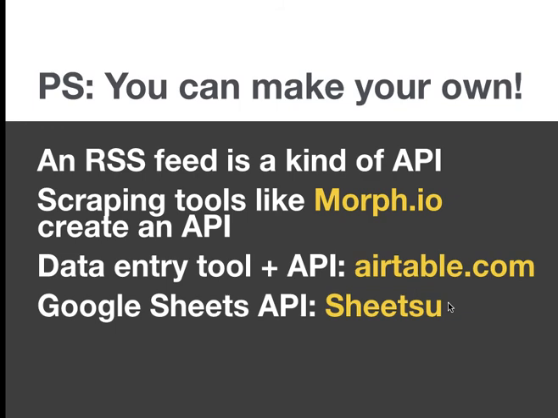You can also get APIs from many tools that you use to manipulate data. So morph.io, which is a scraping tool, provides an API for any scrapers that you write. Airtable, which is a way of managing data and databases, has APIs. And you can use Sheets U to work with the Google Sheets API as well.